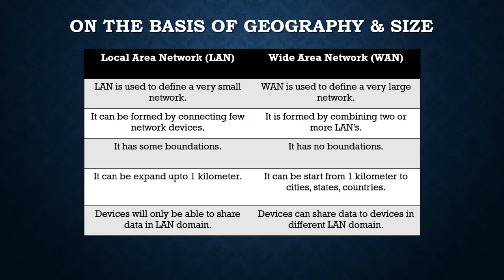After that, LAN devices will only be able to share data in the LAN domain, right? They cannot cross the LAN domain. But in WAN, devices can share data with devices in different LAN domains, right? If you want to communicate from one LAN to another LAN, what do you have to do? You can do it with the help of WAN. WAN can help you communicate between two different LAN domains.